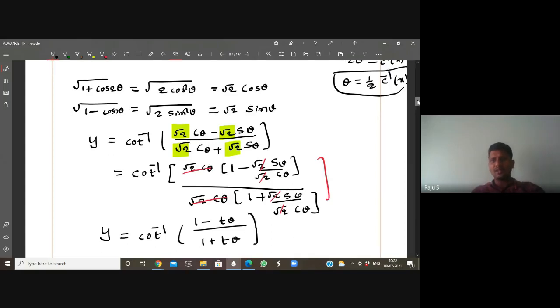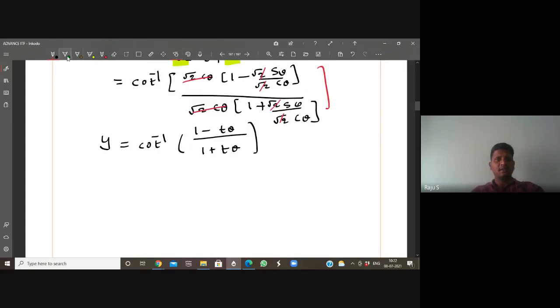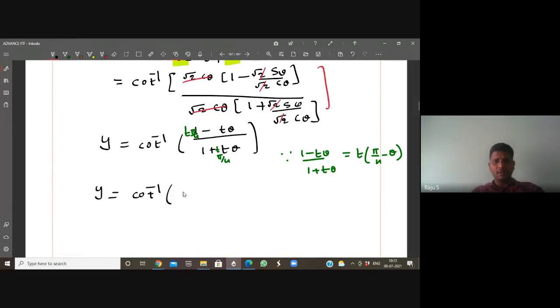What is the value of 1 minus tan theta by 1 plus tan theta? I think you know. Tan 45, exactly. Remember, students, tan 45 minus theta. Tan A minus B formula: shall I write 1 as tan pi by 4? Tan pi by 4 value is 1. So, tan A minus tan B by 1 plus tan A tan B is tan A minus B. So we can write it like this: cot inverse of tan of pi by 4 minus theta.